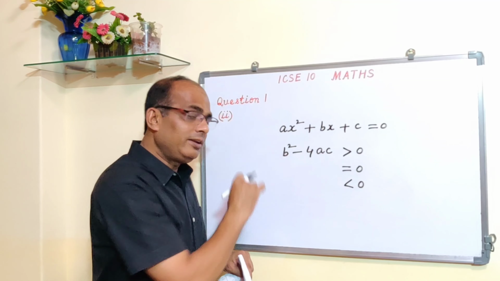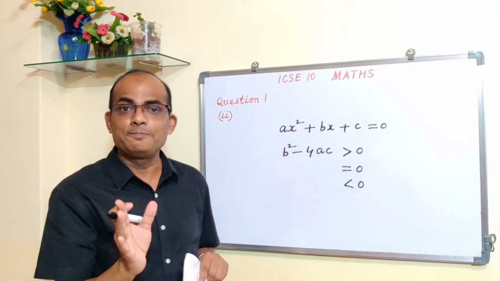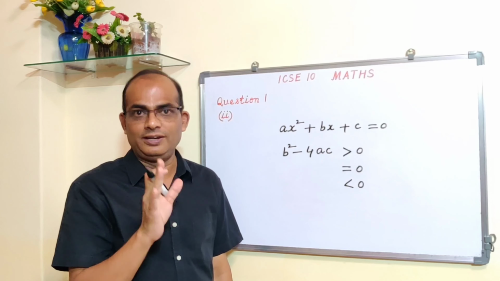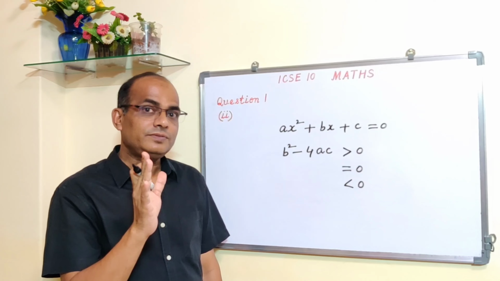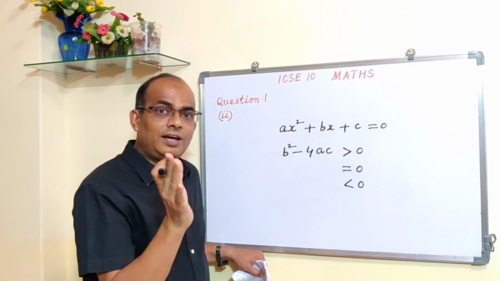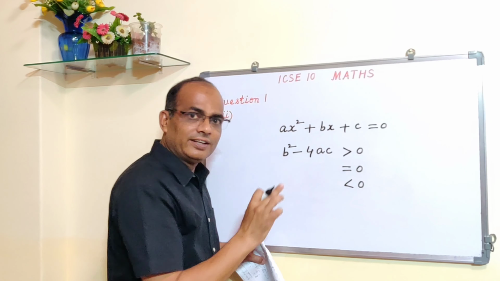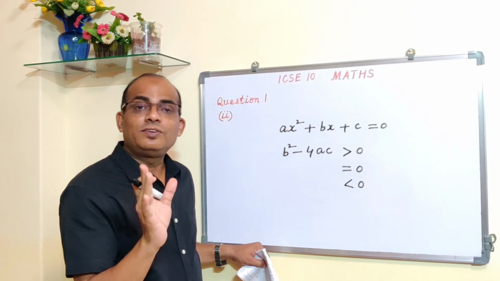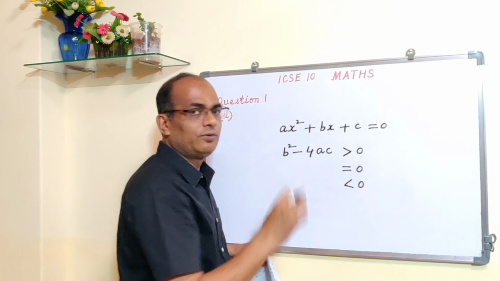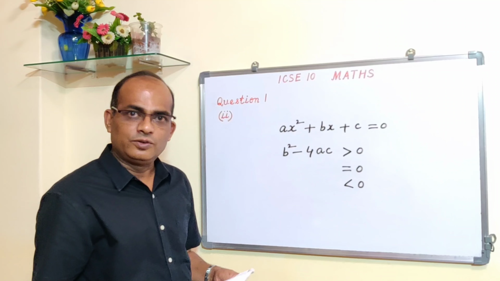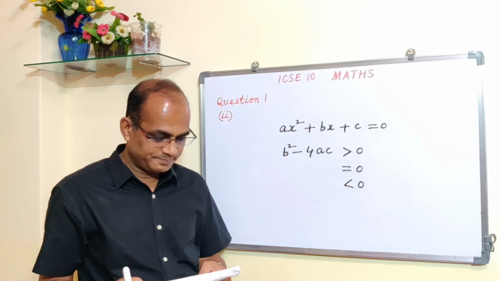When b square minus 4ac is greater than 0, that is, the discriminant is greater than 0, then the roots are real and distinct, real and unequal. And when the roots are real and distinct or unequal, then b square minus 4ac is greater than 0. But if the roots are real and equal, then b square minus 4ac equal to 0. And this is our case. So the discriminant is 0. I hope it's clear.